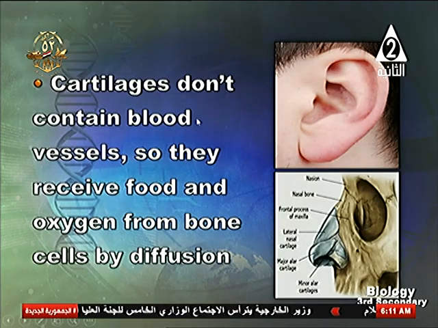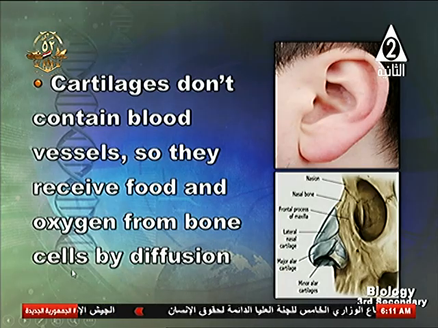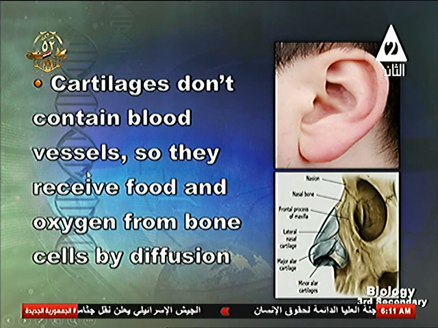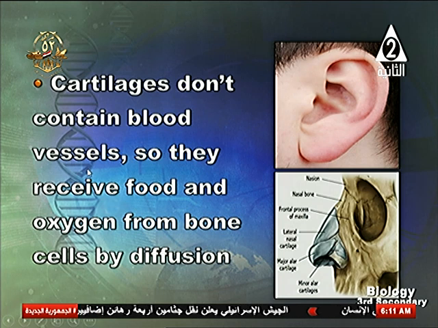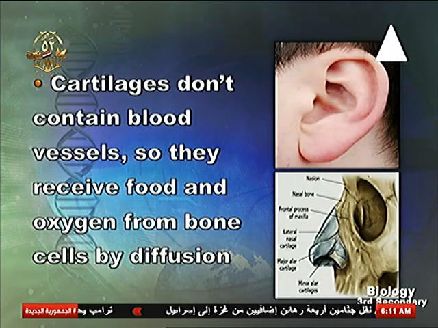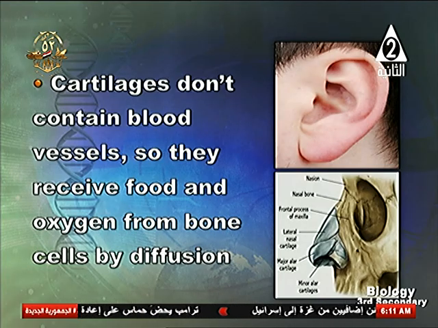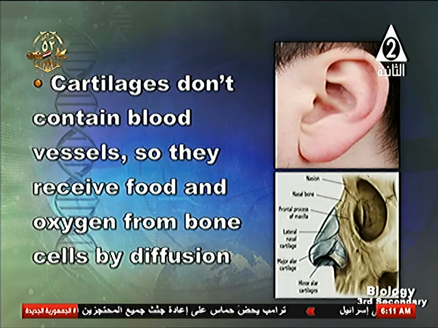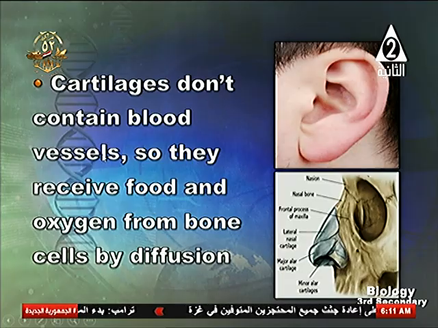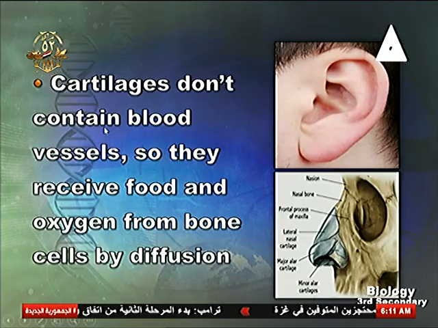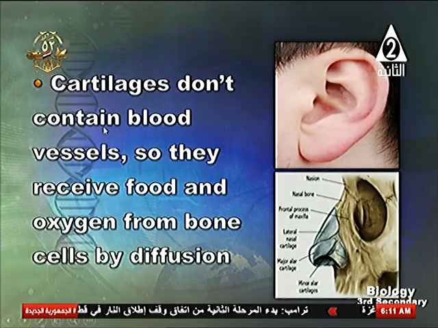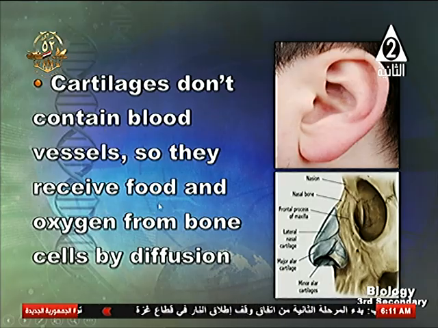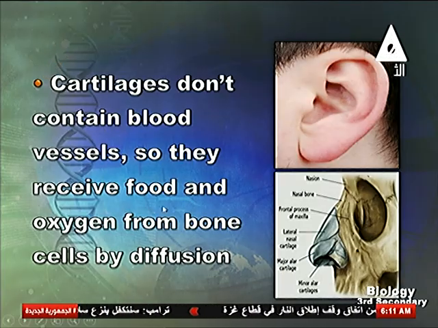Okay, cartilage doesn't have blood vessels, so it receives food and oxygen from bone cells by diffusion. It is a very important point to know that any injury in cartilage takes a longer time to heal. Why? If damage or injury happens in cartilage, it will take longer because there are no blood vessels in cartilage. So no food or oxygen is received directly by cartilage. But the cartilage takes its food and oxygen by diffusion from bone. Okay, it is a very important point.